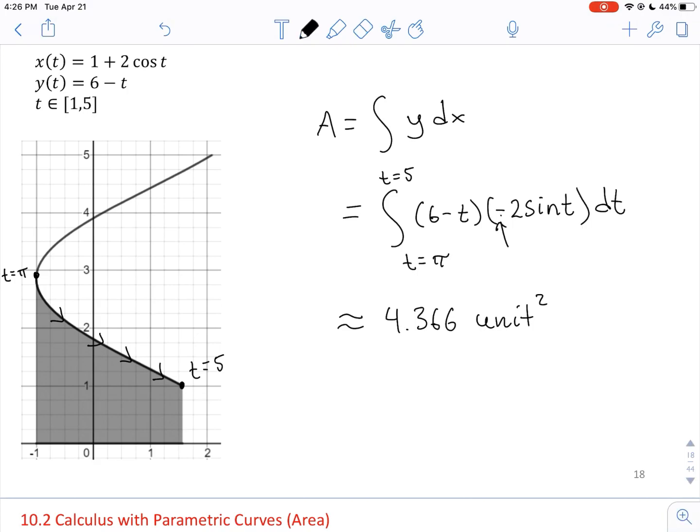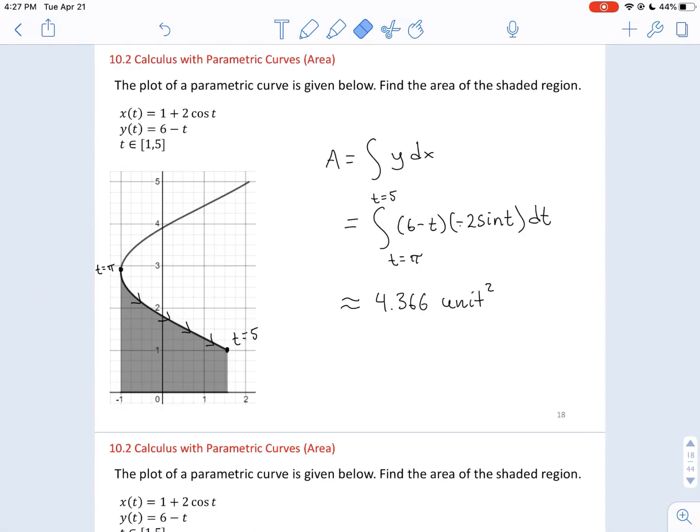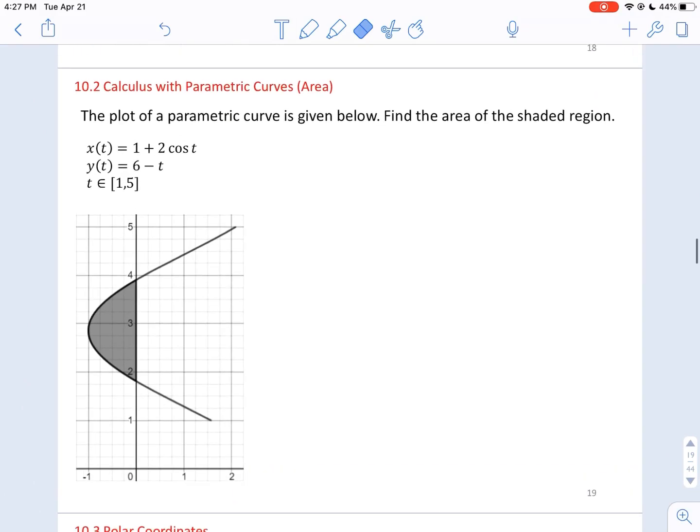This minus sign doesn't mean that this function is negative, because sine of t is negative when t is on this interval. Therefore, negative 2 times sine t is positive. So don't get rid of that minus sign. Integrate this exactly as you see it using integration by parts, the table method, and you would get this positive answer. Finally, what if I want this portion right here between the curve and the y-axis?